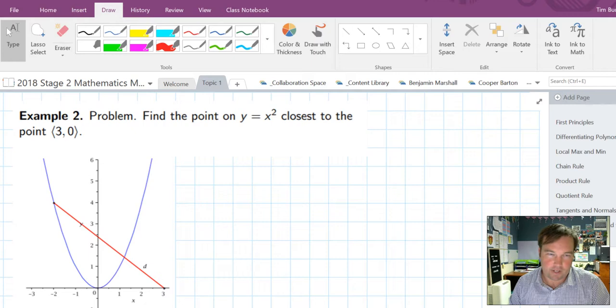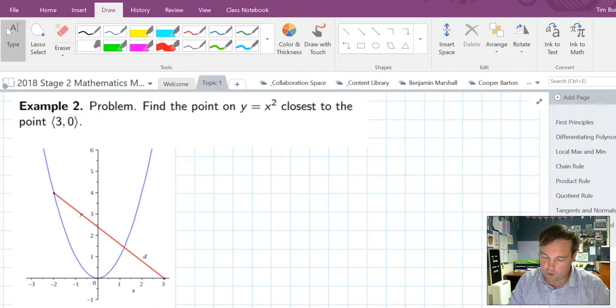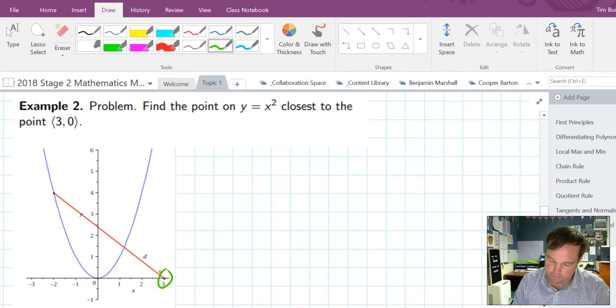Right. Another problem, also graphical. Find the point on y equals x squared closest to the point 3, 0. Now that seems quite odd, but the point 3, 0 is here. And then we want the point on y equals x squared somewhere on here.